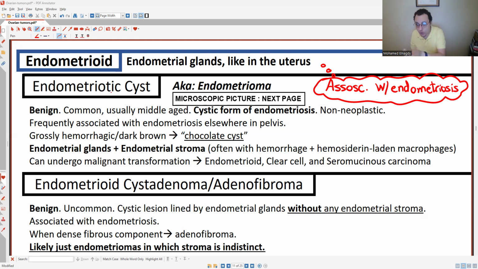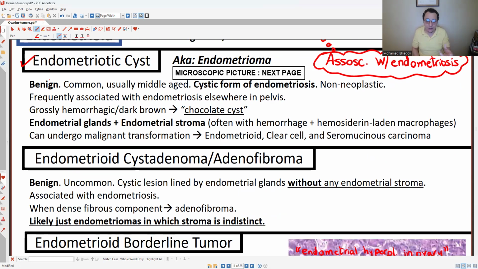Benign endometroid. There is no such thing as a benign endometroid tumor of the ovary. A benign endometroid means benign endometrium. And when you see benign endometrium in the ovary, what do you call this? It's called endometriosis, actually. So there is no such thing as benign endometroid tumor. It's benign endometrium in the ovary, which is just ovarian endometriosis, ovarian endometriotic implants that might make a cyst.